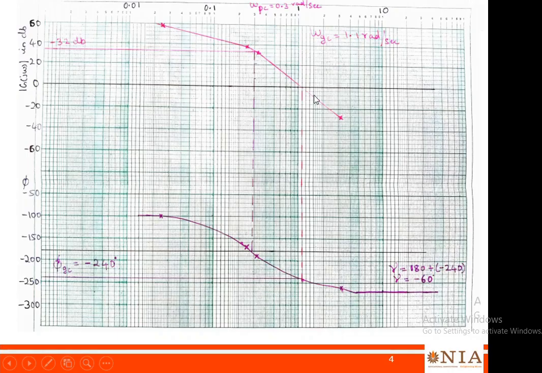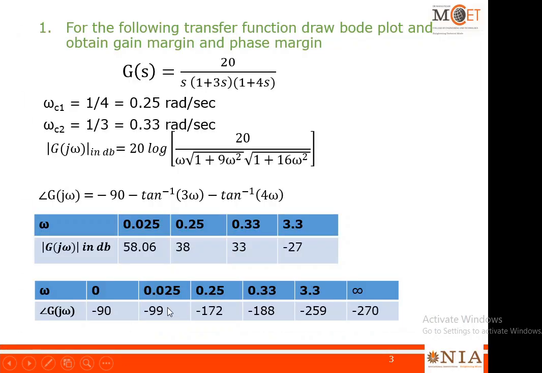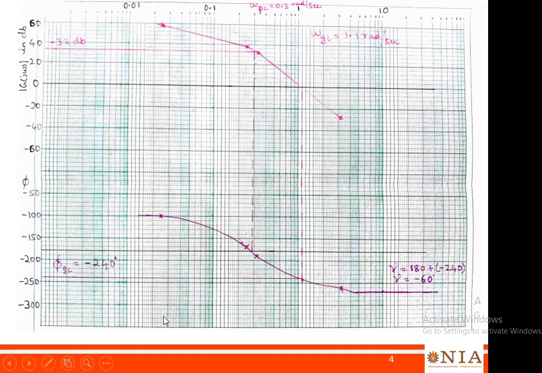So this is your magnitude plot. Okay, and phase also similarly. For the same point 0.25, what was the degrees? Minus 99. Okay, approximately 100. So here it is. Same point 0.25 frequency. The phase is minus 99. Very much closer to that 100 point. So here it is.